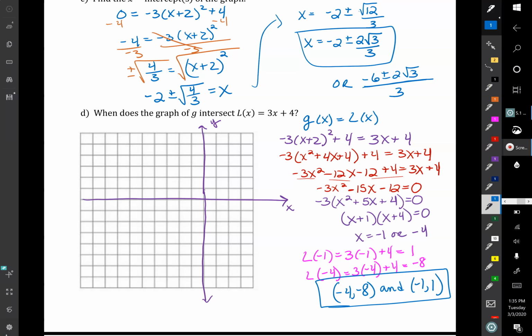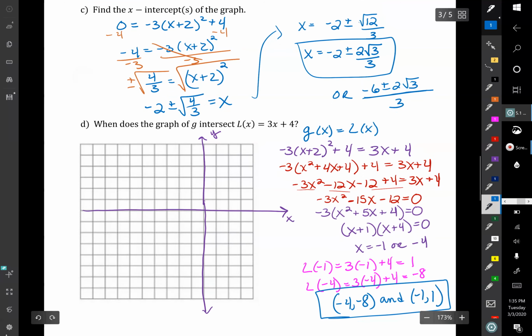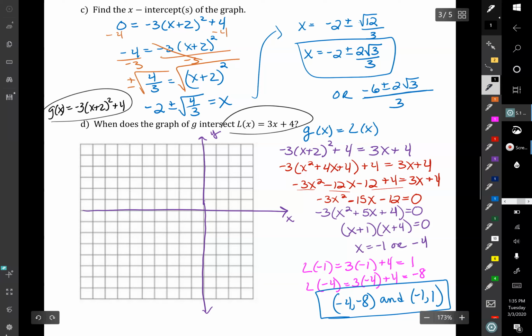So go ahead and pause the video and try to graph the parabola, which is the function. I'll just write that off to the side here. So we're going to graph g of x equals negative 3 times (x plus 2) squared plus 4. And we're going to graph L of x. So we're going to graph these two and then see how they relate to one another. So go ahead and try that.